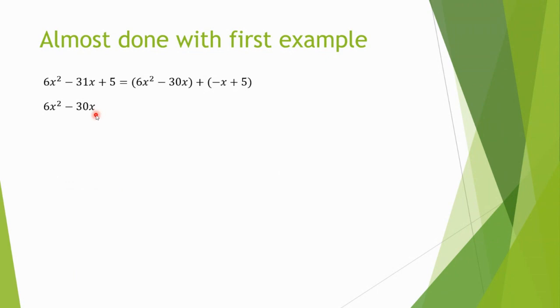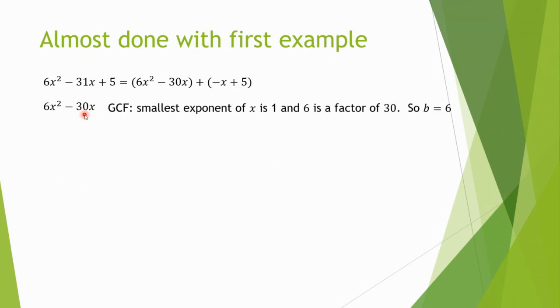Now, hopefully you can see what the GCF is for this, right? That's what we have to factor out. Well, the smallest exponent of x is just 1. I mean, hopefully you can see that because we have x to the 1 here and x squared. Now, if you look at 6 and 30, right? 6 is a factor of 30. And because 6 is a factor of 30, 6 has to be the greatest common factor of 6 and 30.